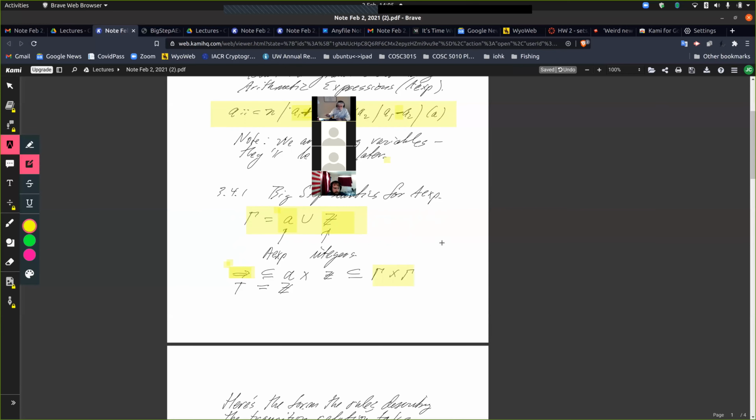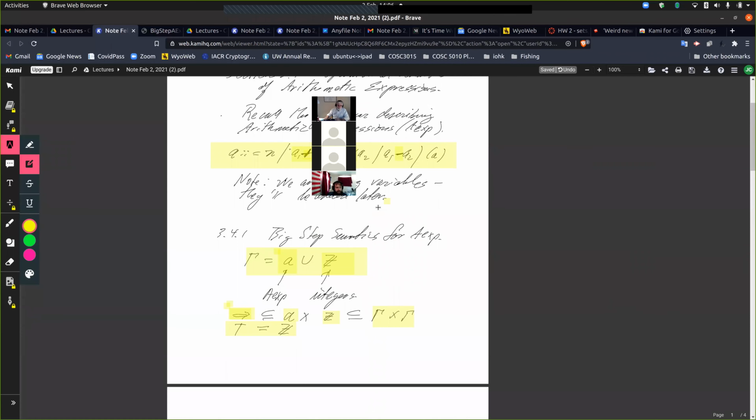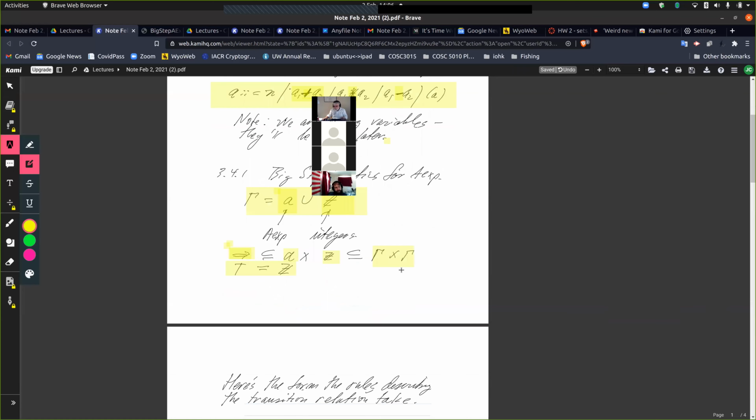It's a set of pairs where the first element, and we're going to restrict it, the first element is an A expression, and the second element is the integer that that A expression evaluates to. And then the terminal expressions are just going to be Z. The reason we're not going to run into the problem I mentioned before with the A, B, C is that the elements of Z, the integers, are not going to have any edges from them whatsoever.